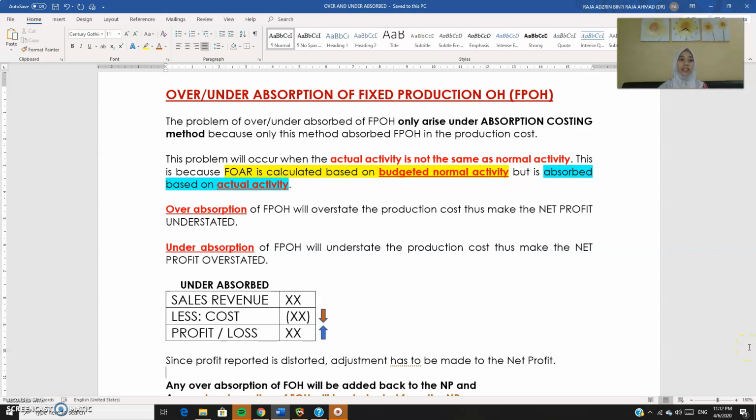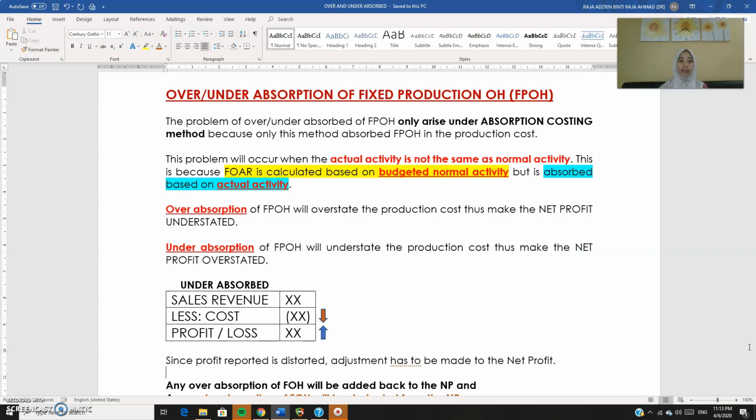Now I will continue to explain about over and under absorption of fixed production overhead. The problem of over and under absorption of fixed production overhead only arises under the absorption costing method. Why? This is because this method absorbs the fixed production overhead into the product cost. So this problem occurs when the actual activity is not the same as the normal activity. Why? Because the fixed OAR is calculated based on budgeted normal activity. However, it is being absorbed based on the actual activity.